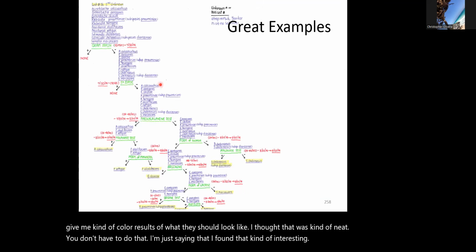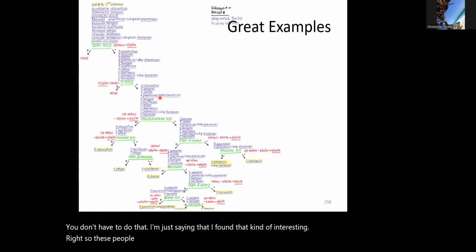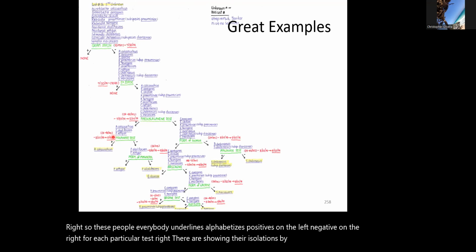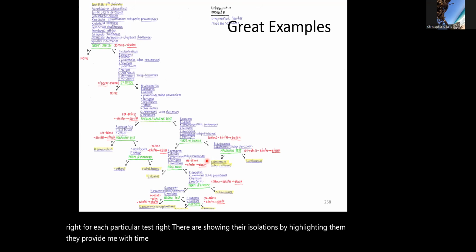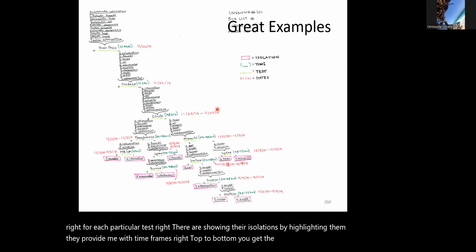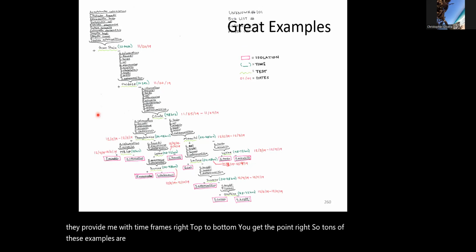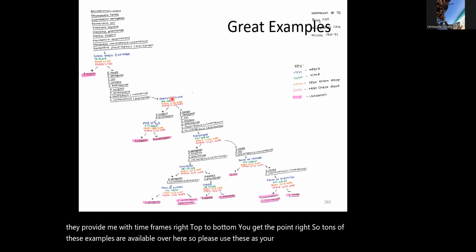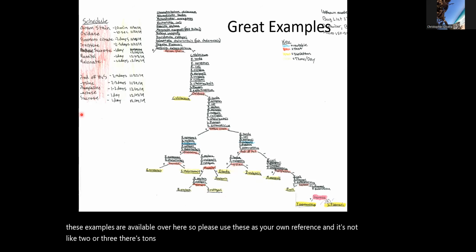So these people, everybody underlines, alphabetizes, positives on the left, negatives on the right for each particular test, right? They're showing their isolations by highlighting them. They provide me with time frames. Top to bottom, you get the point, right? So tons of these examples are available over here. Please, please, please use these as your own reference. And it's not like 2 or 3. There's tons of these here, so you shouldn't have a reason why this shouldn't be working, right?